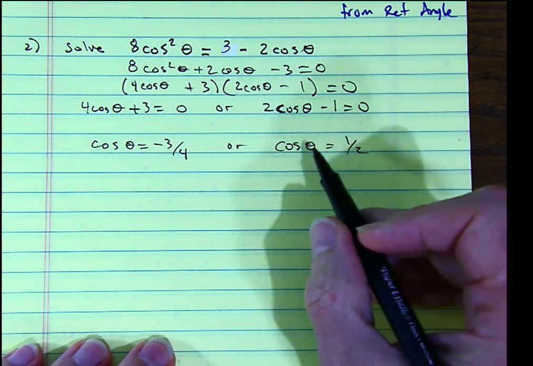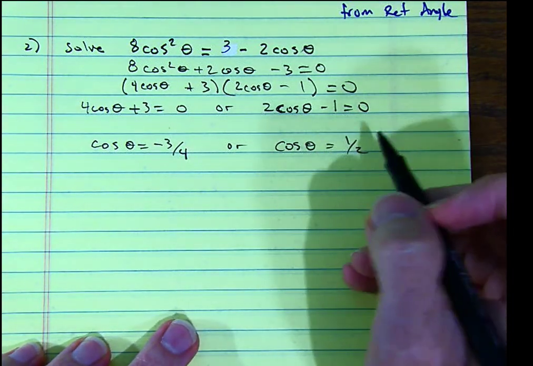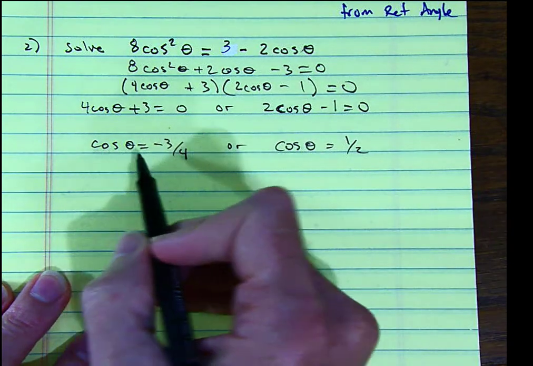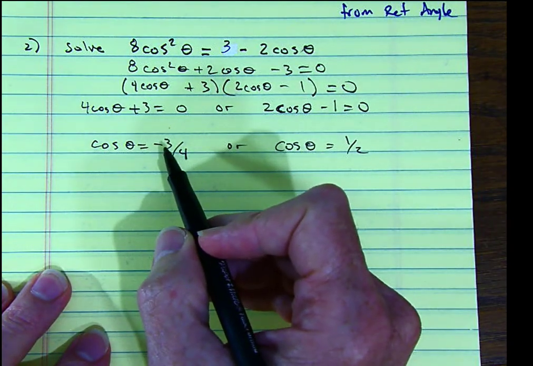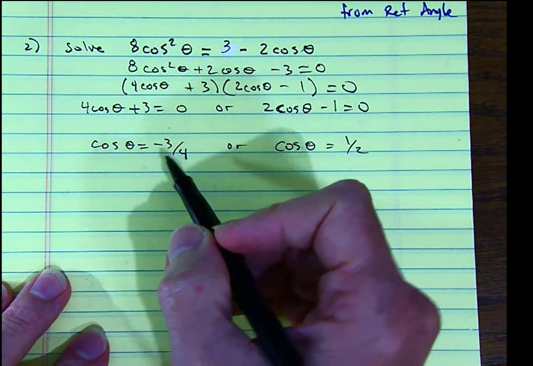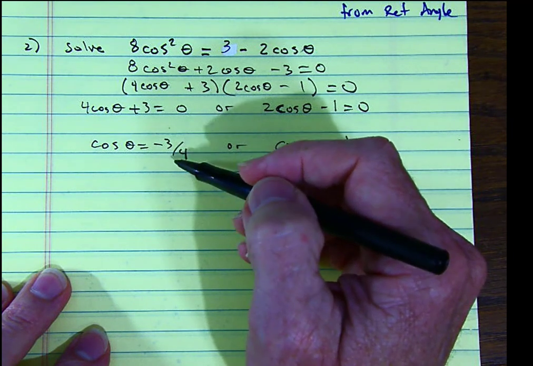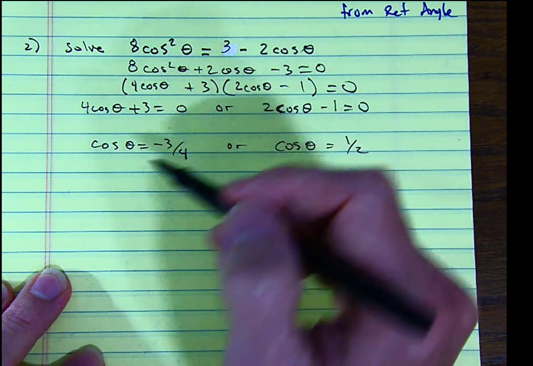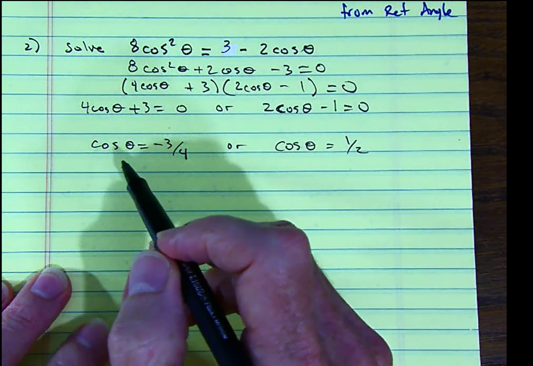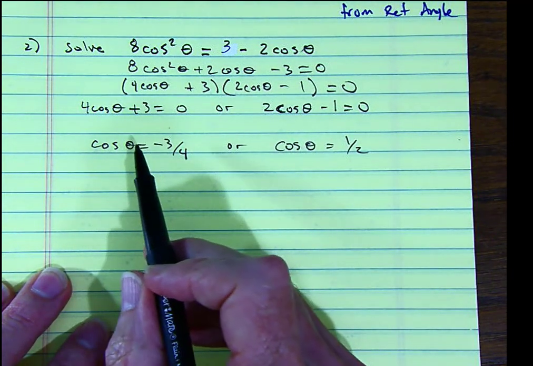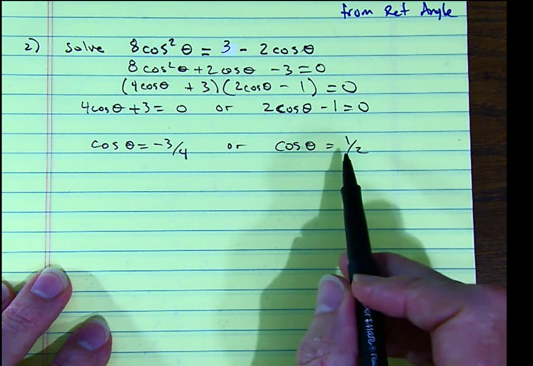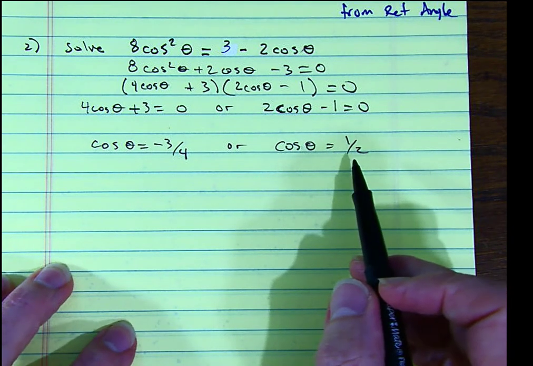Now this one, cosine of theta equals 1/2 has exact answers. Cosine of negative 3/4, it is solvable. Negative 3/4 is between 1 and negative 1. It's in the proper range. This has 2 answers. They're just not nice answers. This one has 2 answers that are nice.